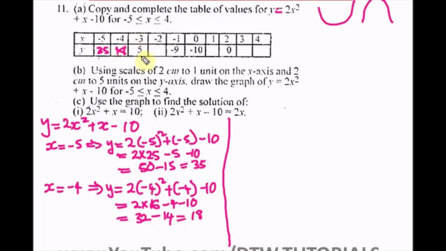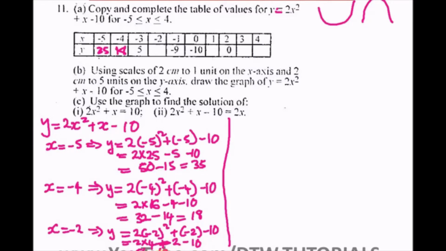So we've been given this value here, and we have to look for this minus 2. So for x equal to minus 2, we have y is equal to 2 bracket minus 2 squared plus bracket minus 2 close bracket minus 10. Here we have 2 times 4, is that not it? Minus 2 squared is 4. Plus times negative will give us a negative, so negative 2 minus 10. So here we are left with 2 times 4, which is 8, and minus 2 minus 10 will give us minus 12.